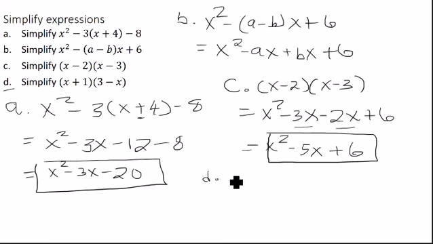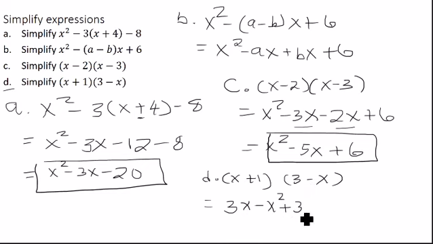Here we have x plus 1 and 3 minus x. Using the FOIL method, we have x times 3, which is 3x. I'm going to put the number first and then the letter. And then minus x times x is x squared, and then plus 1 times 3 is a 3, and plus 1 times minus x multiplied together will give us negative x.